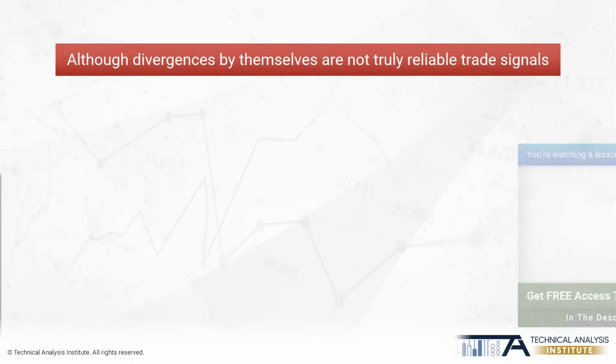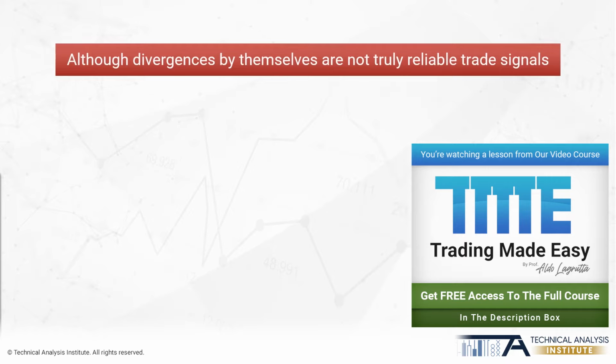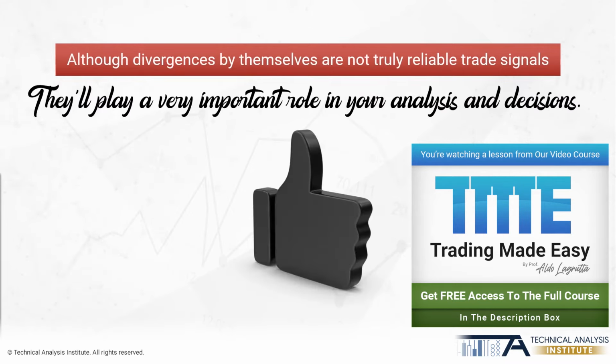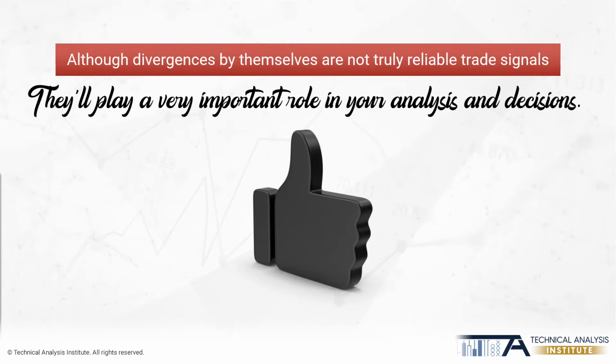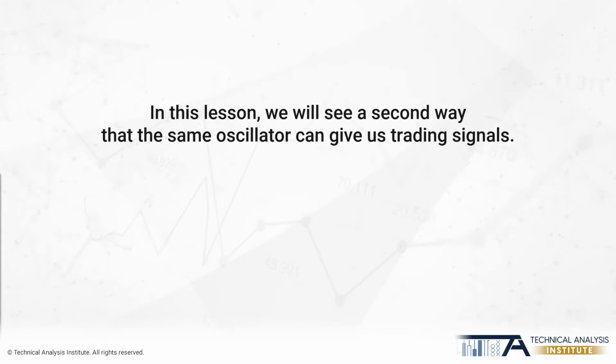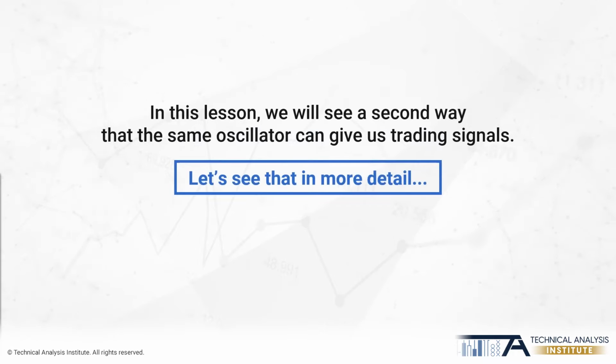Enjoy. Although divergences by themselves are not truly reliable trade signals, they'll play a very important role in your analysis and decisions. In this lesson, we'll see a second way that the same oscillator can give us trading signals. Remember how I told you that an oscillator would tell us exactly when the markets are overbought or oversold? Let's see that in more detail.